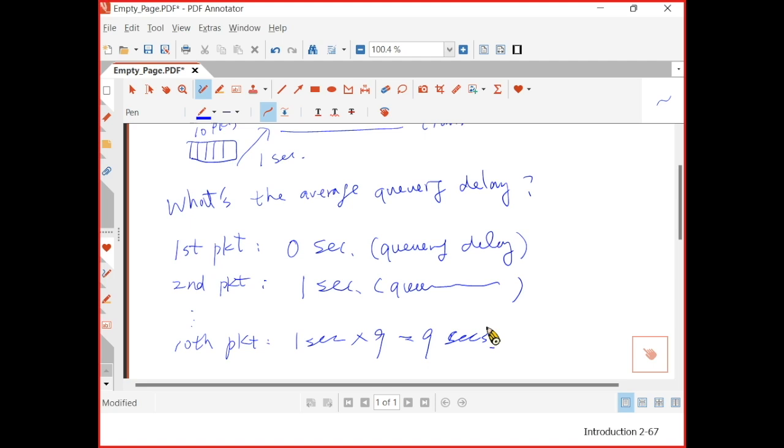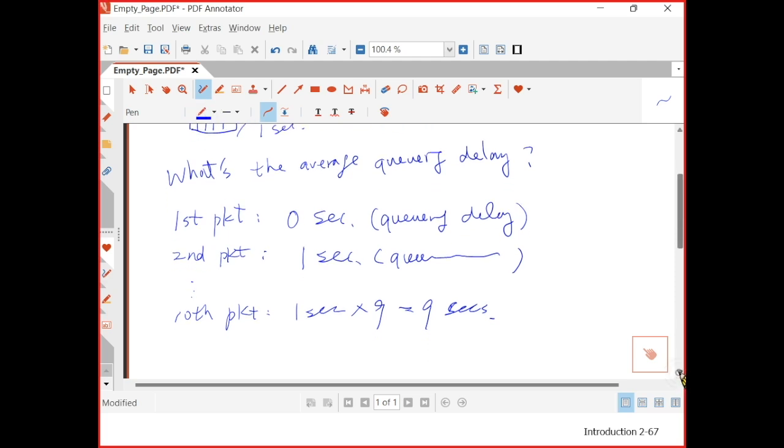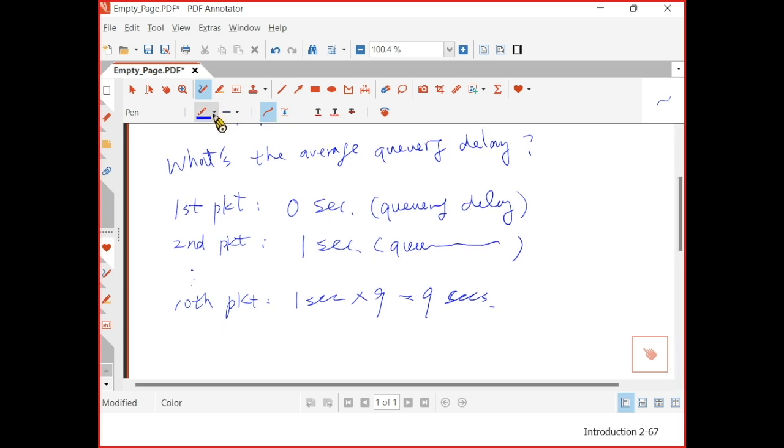Well, this is an individual queuing delay, but we ask you to have an average queuing delay. So about the average, how to do the calculation? We have 10 packets, so the denominator is 10. But the numerator, of course, we use this one to this one: 0, 1, 2, up to 9. And then this is the answer. So this is a way to have the average queuing delay.